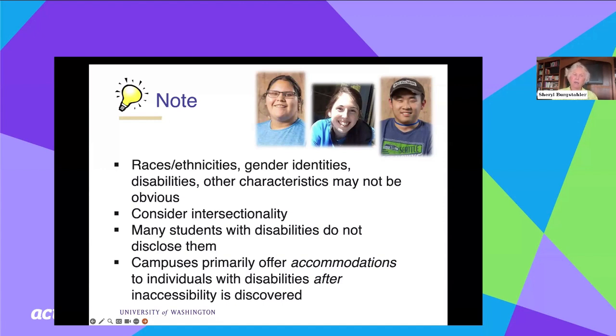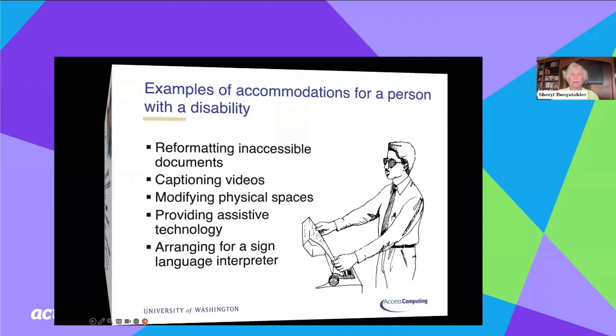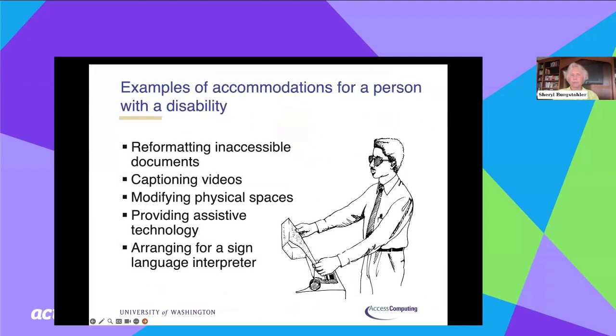And then the last one I already mentioned, that campuses primarily offer accommodations to individuals with disabilities after an inaccessibility is discovered. So we have our disability services offices that provide these accommodations, and the Americans with Disabilities Act requires that we do that. So what are some of the accommodations a person with a disability might have? Well, a common one, especially these days when we have so many electronic communications and courses, is reformatting inaccessible documents. So a person might encounter an inaccessible PDF document.